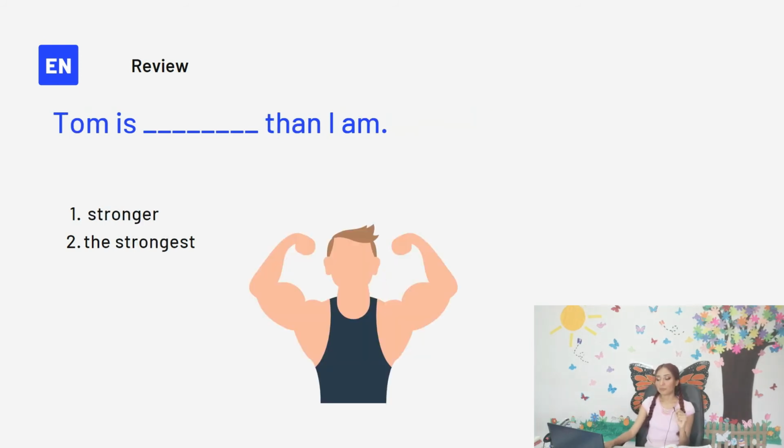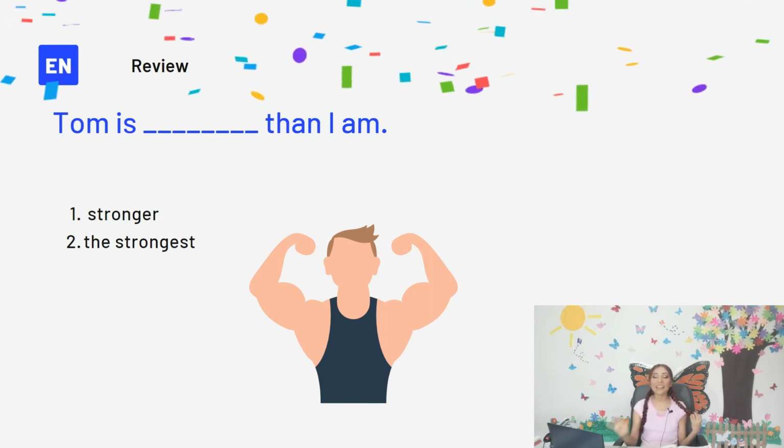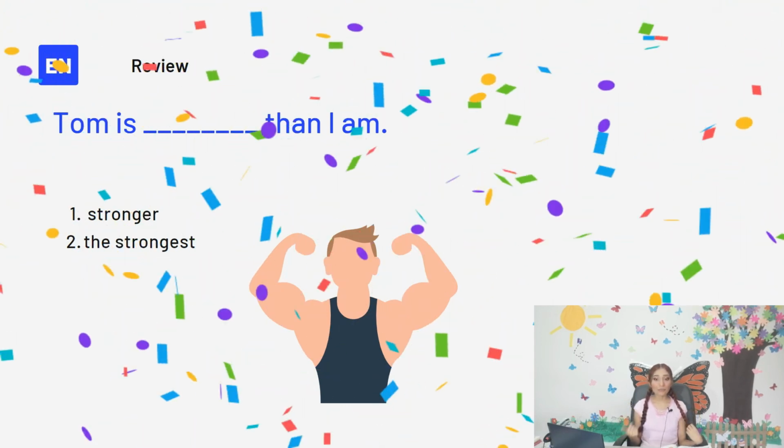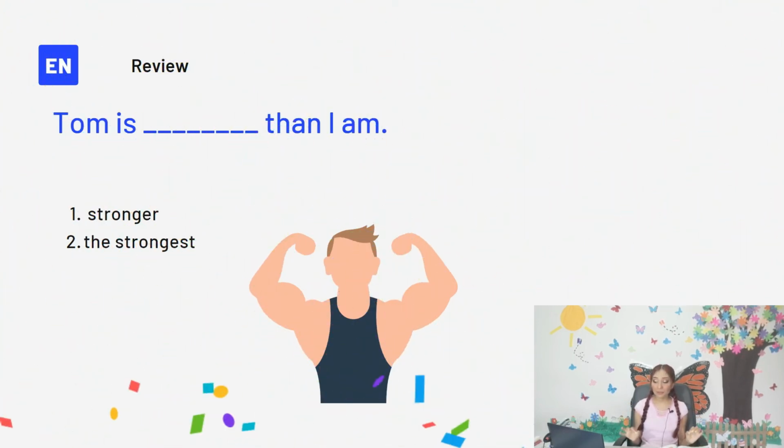Well done. Next one. Tom is blank than I am. Number 1, stronger. Number 2, the strongest. Is it 1 or 2? Tom and me. I'm comparing 2 subjects. What do you say about it? Okay, so let's check the correct answer. The correct answer is Tom is stronger than I am. Number 1, excellent job. If you're answering really well, you're doing it really, really nice.